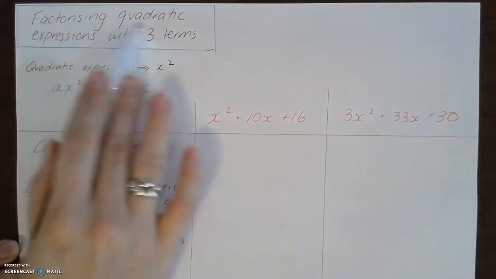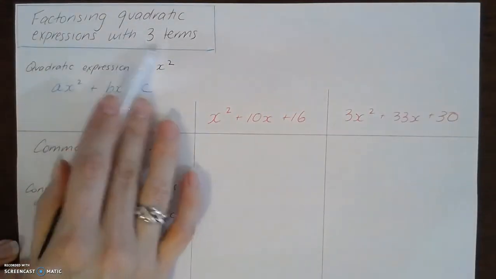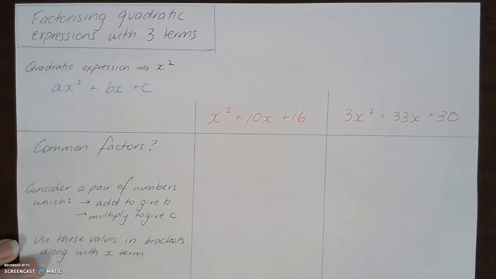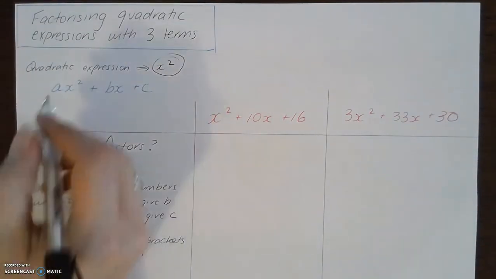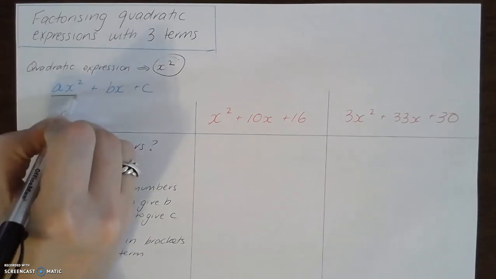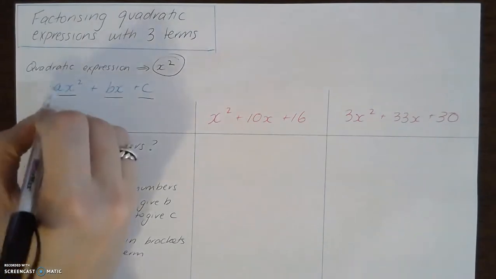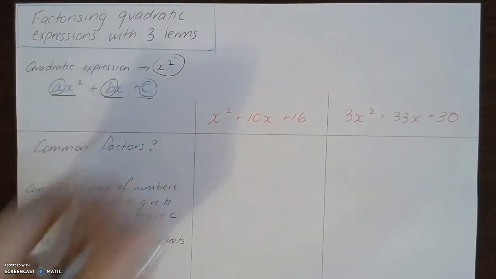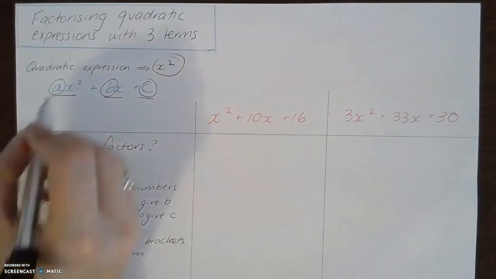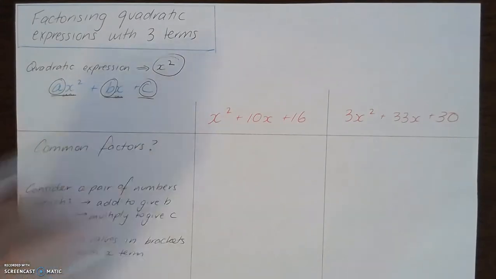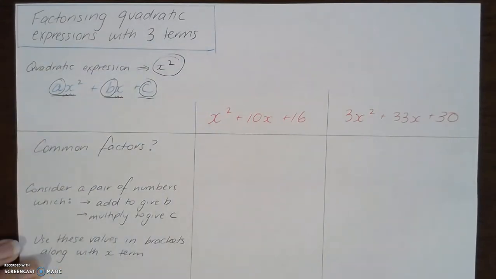In this lesson, we're looking at factorizing quadratic expressions with three terms. Now, a quadratic expression has an x squared term, and the way that they are set out is ax squared plus bx plus c. Those a, b, and c values are numerical, and they belong to all the different types of terms here. So the a belongs to the x squared term, the b belongs to the x, and the c is numerical.